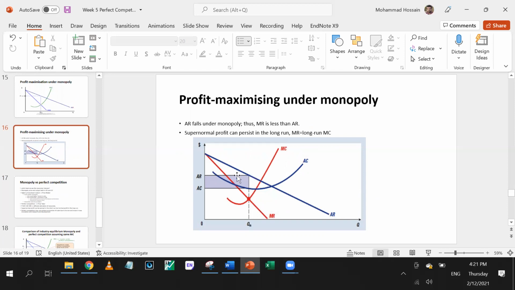How do they make money? Here we go. This is the marginal cost curve, this is the marginal revenue curve, two red lines where they intersect at this point. So this is the quantity. From this quantity, where is the price? You can find the price from this demand curve. That's the average revenue at this quantity.